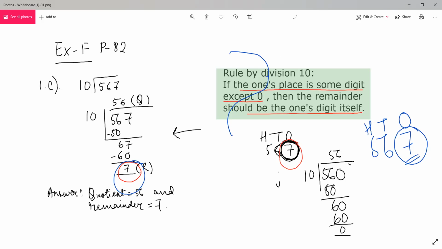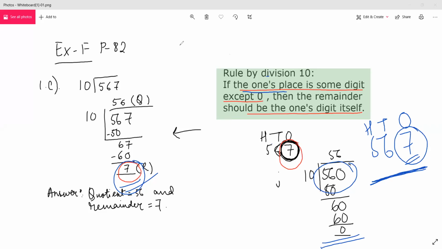Don't do that. So here you will be able to see that I am writing that 7 is our remainder. But if the number is 560, you will see the remainder is 0. That is why I have written like that: if the ones place is some digit except 0, then the remainder should be the ones digit itself. This is the remainder, and the rest of the number is your quotient.